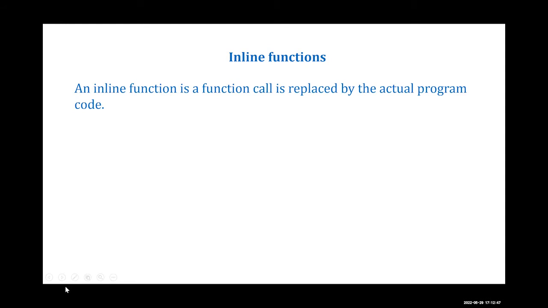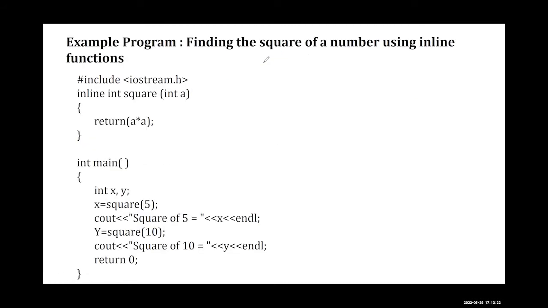Okay, so this is a kind of function where when it is called, instead of passing the control to the called place, we are going to replace it with the entire actual program. Before getting into the theoretical part of it, let us go ahead and see one example so that it becomes clear to us. So this is a normal program. We have a hash include, and this is our member function.